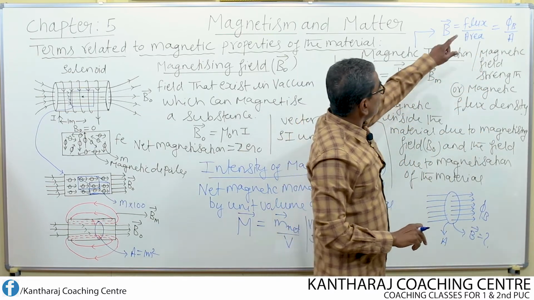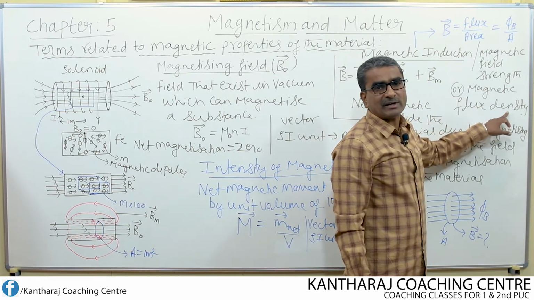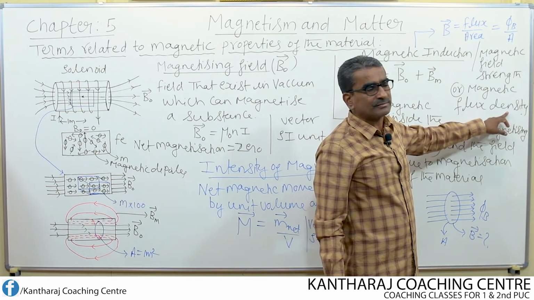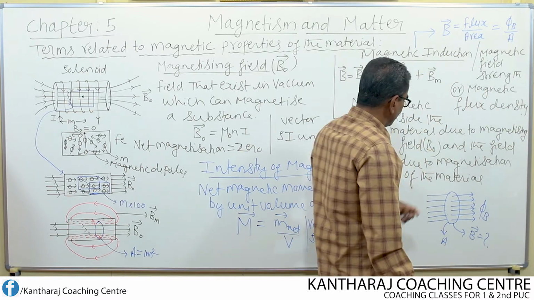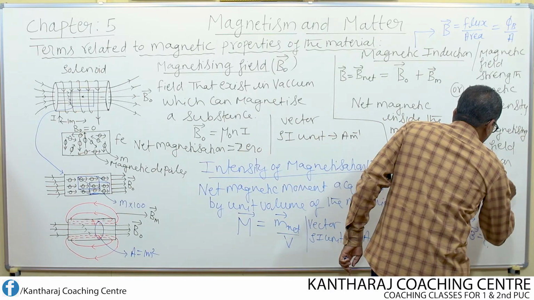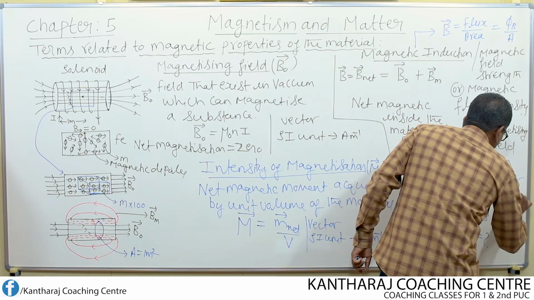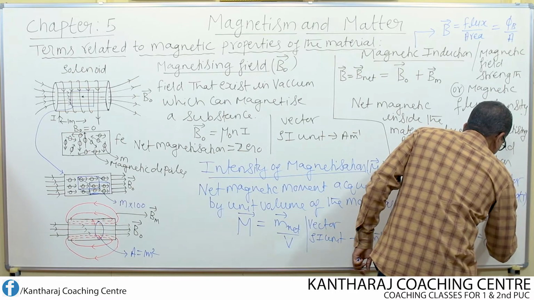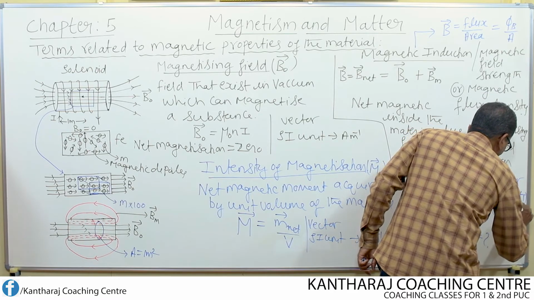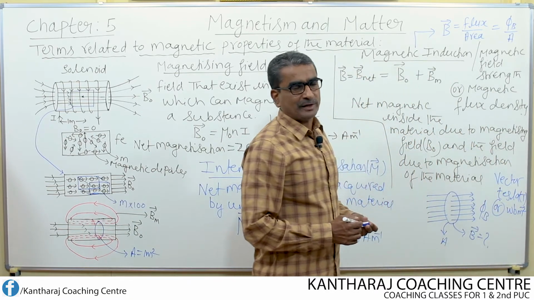Remember, flux is a scalar quantity whereas magnetic flux density is a vector quantity. You must remember this difference. Flux is scalar whereas magnetic flux density is vector. So it is once again a vector quantity and its SI unit is Tesla, represented by capital T, or Weber per meter square.